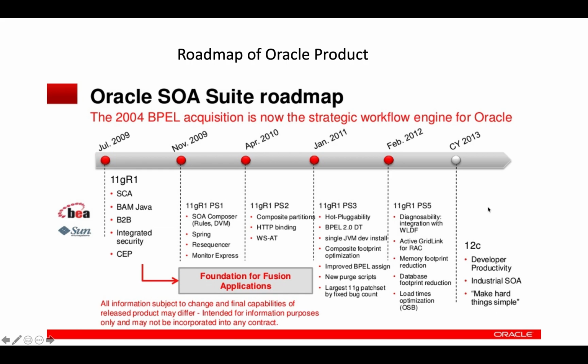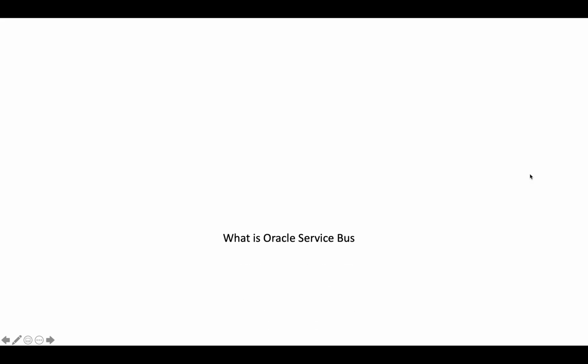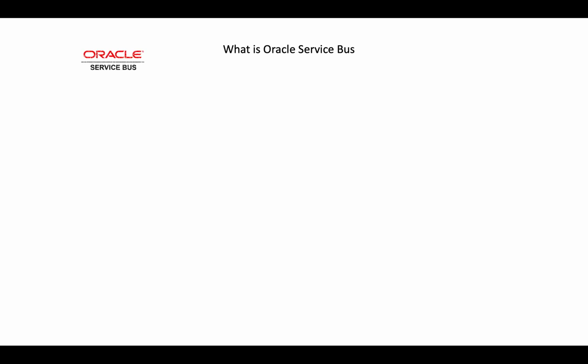So in 2019, the last version, 12.2.1.4, is the version we're going to use. So let's now talk about Oracle Service Bus.